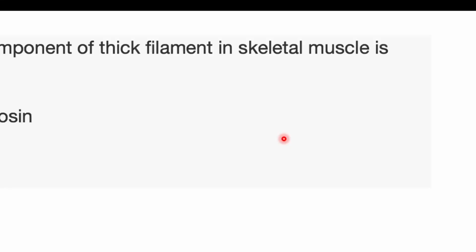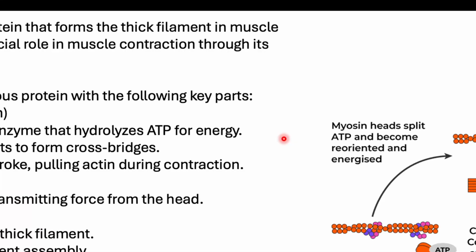Okay, I think that's enough time for this question. The main component of thick filament in skeletal muscle is option D, myosin. Myosin is a motor protein that forms the thick filament in muscle fibers and plays a crucial role in muscle contraction through its interaction with actin.